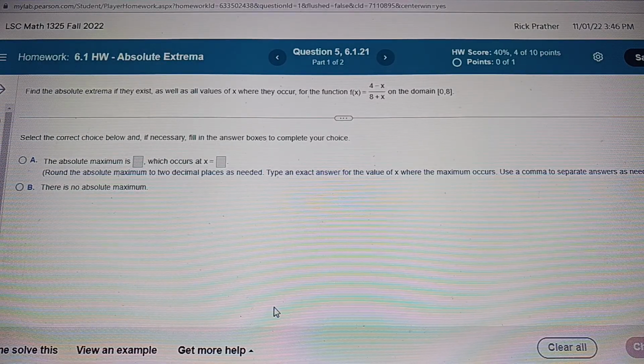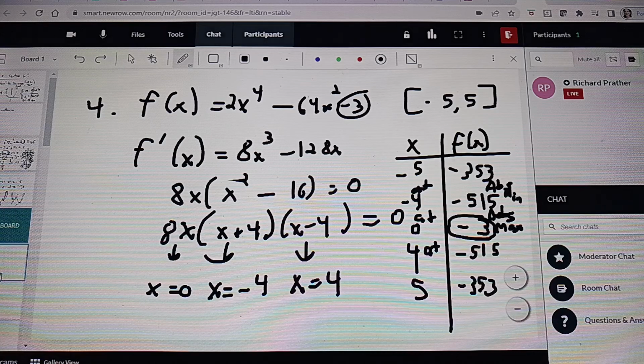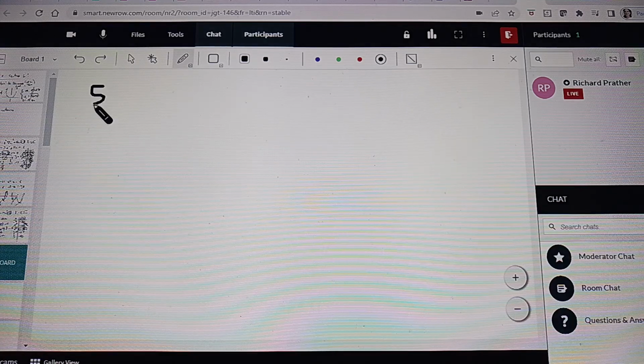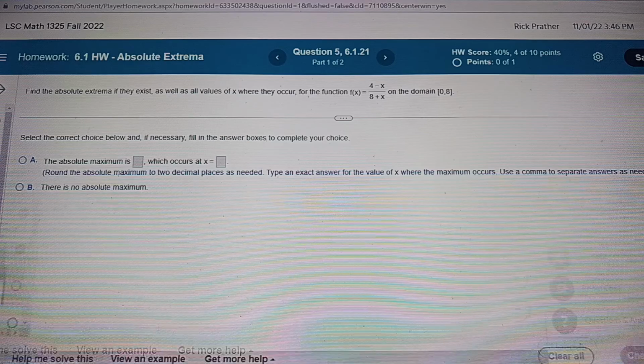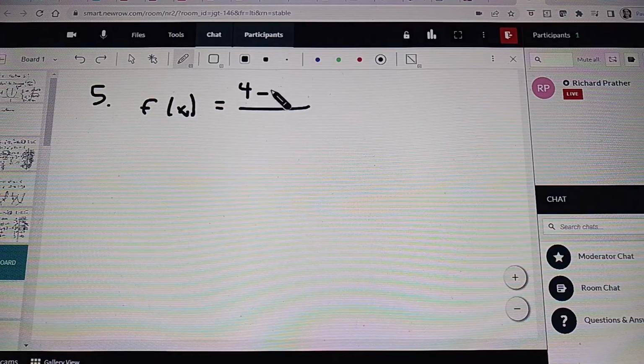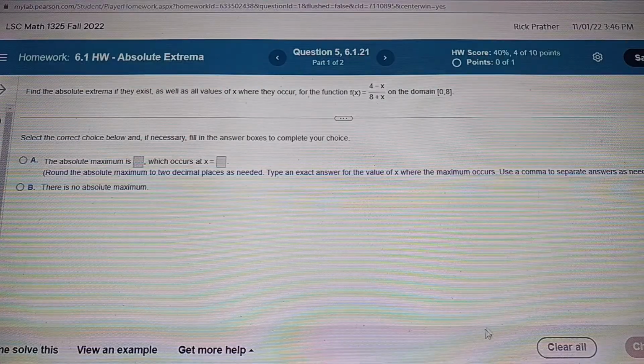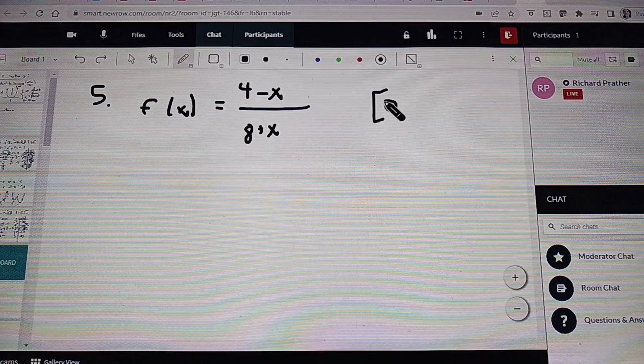Okay, what if we get a rational function? We still have a closed domain of 0 to 8. f of x is (4 minus x) over (8 plus x). And we're going from 0 to 8. Yes, 0 to 8.